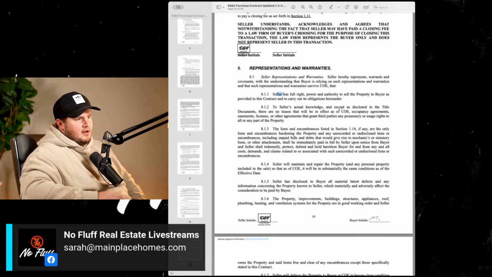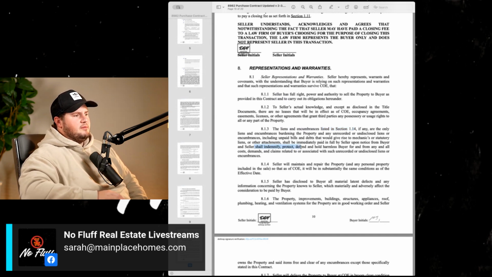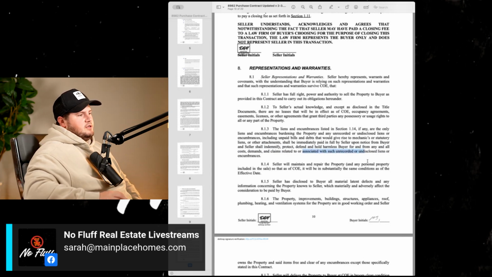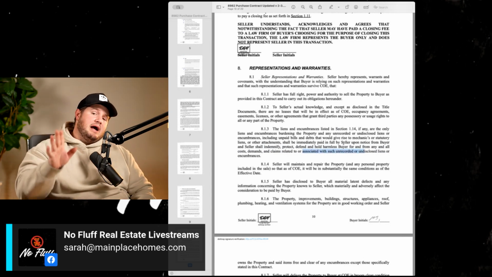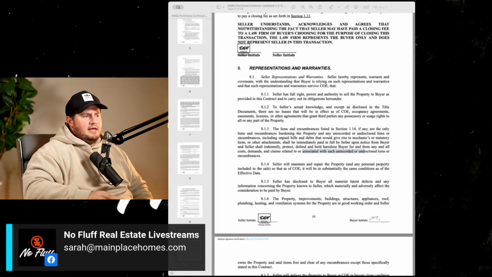Representations, warranties, all the other stuff. Seller has full right to sell. Most of this stuff is, again, very similar to what we went through in the cash contract. The liens and encumbrances are listed in the section above. If there are any that aren't, you need to make sure that we know. It's up to them. The seller shall indemnify, protect, defend, and hold harmless buyer for and from any and all costs, demands, and claims related to or associated with such unrecorded and undisclosed liens or encumbrances. So it's not the buyer's responsibility to know the liens. It's their responsibility, and we are held harmless if we do not know about these things.